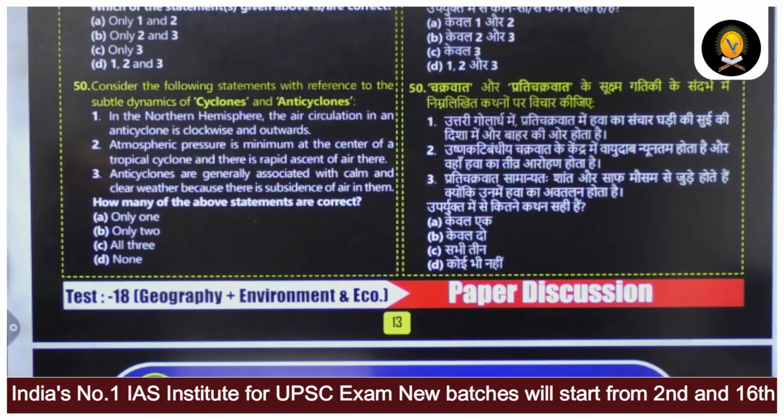Consider the following statements with reference to the dynamics of cyclones and anticyclones. In the northern hemisphere, the air circulation in an anticyclone is clockwise and outward, correct. Atmospheric pressure is minimum at the center of a tropical cyclone and there is a rapid ascent of air, correct. Anticyclones are generally associated with calm and clear weather because there is subsidence of air in them, yes. So, all 3 are correct.